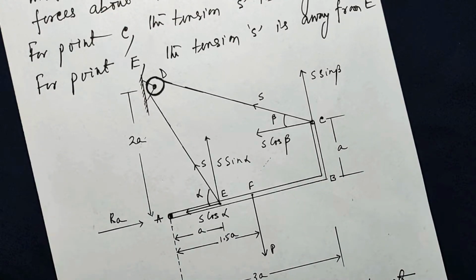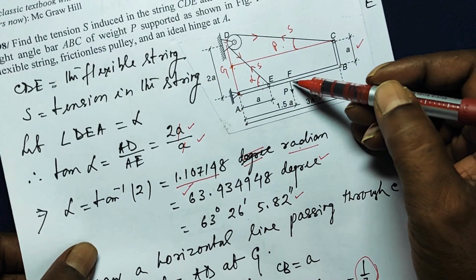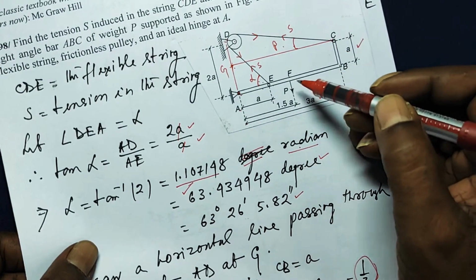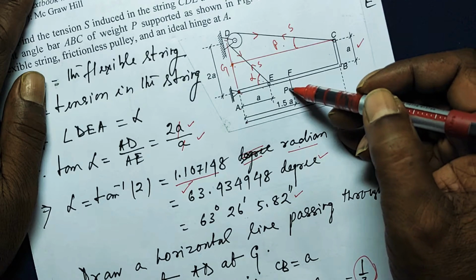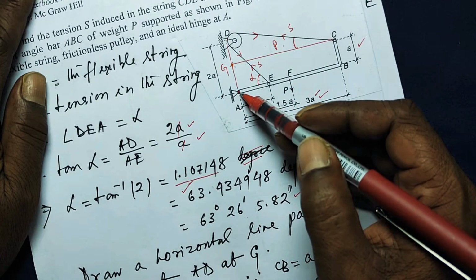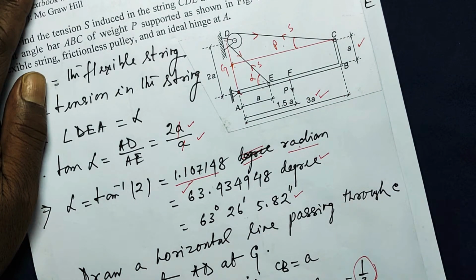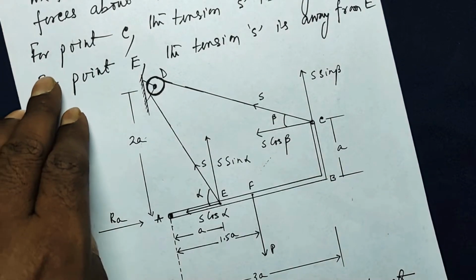So what we shall do, we shall consider the moment of different forces about the point A. Due to the weight of this bar, acting vertically downward, the weight P will try to rotate this bar about point A in a clockwise direction. Since it is in equilibrium, this has to be balanced by an equal amount of anticlockwise moment about the point A. So we shall consider moment of different forces about point A.